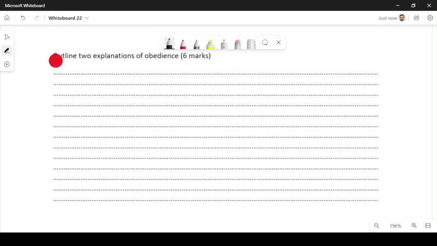Okay, so outline is the command word here. So our knowledge there should be AO1. Obviously you've got your 6 marks. And the overall topic that we're linking to there, so the overall picture there, is obedience.